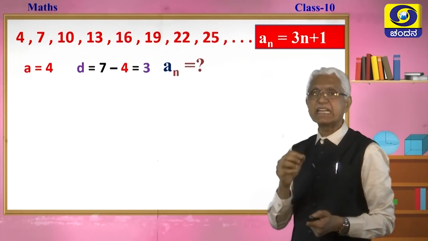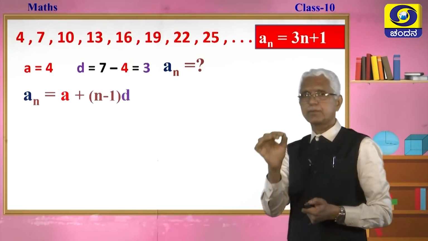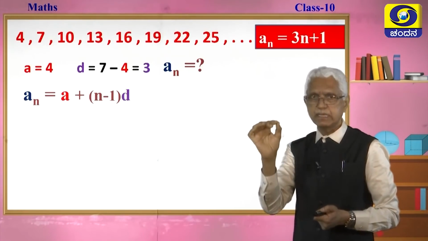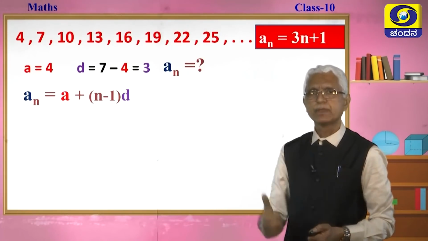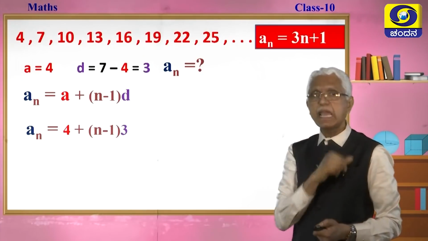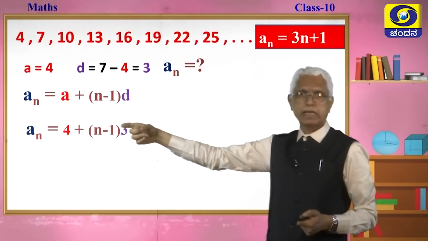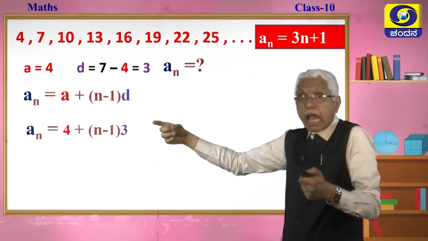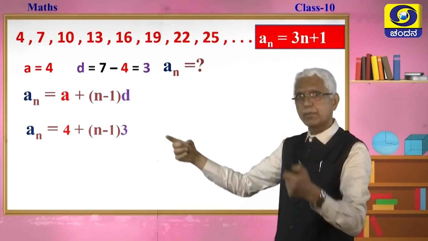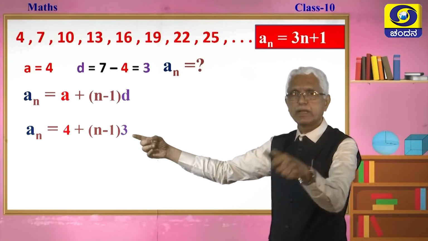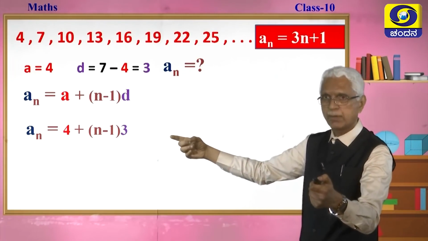What is an? The nth term. They want you to find out the nth term. The nth term of any AP is given by the formula an is equal to a plus n minus 1 into d. Now, what is a? A is 4. I have just substituted 4 in place of a. I do not know the number of terms, so I leave it as n minus 1, and the common difference is 3. So when you substitute, you get 4 plus n minus 1 into 3. I hope you have understood. I am not very fast, right?